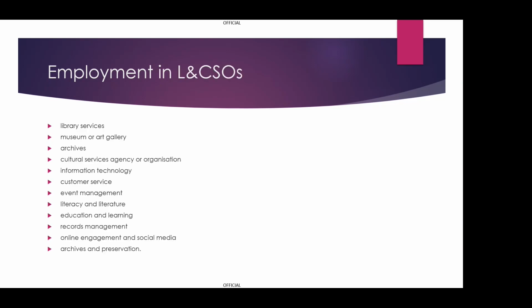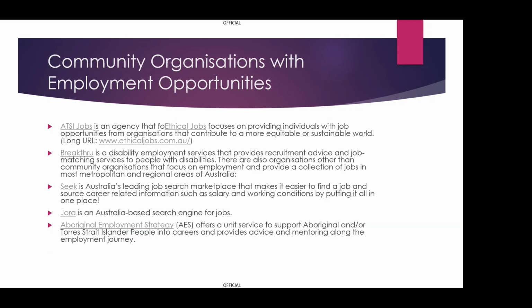So there are a lot of different jobs that are available in information and cultural service organizations, library services, museum and art galleries, archives. We've kind of gone through all of these, but event management is something people don't think about. Customer service, literacy and literature, education and learning. There are also sales positions. I had a presentation from OCLC and WorldCat this week, and they're looking for the perfect salespeople who have a background in computers and libraries. And so there are a lot of different types of jobs that you can go and look for work in after learning this.